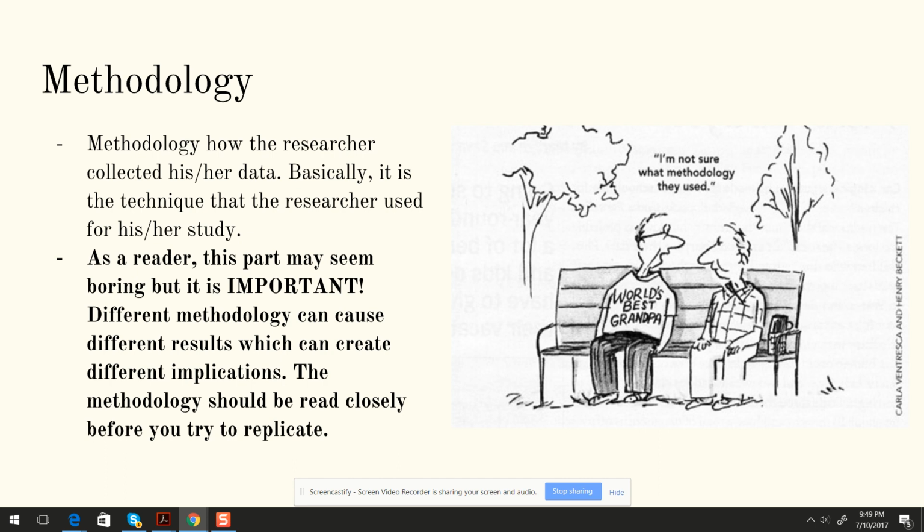Now, methodology. A lot of times when I'm looking at research, methodology is one of the first things, or the most crucial things, that I look at under a microscope, so to say, because it's the technique that the researcher used for his or her study. Now, this part can be tedious, it can be long, but it is one of the most important because different results can create different implications. So, for example, if somebody is doing some research or an experiment with a small class, a rural class in Kansas.